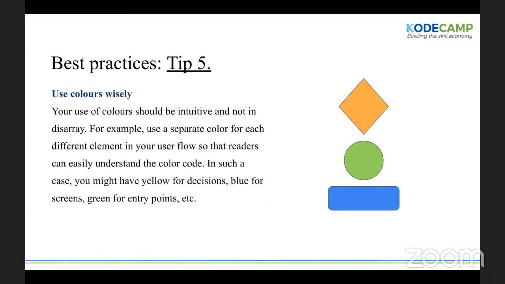Okay, so the next one is use colors wisely. Your use of colors when you're designing your user flow should be intuitive and not in disarray. For example, you could use a separate color for each different element in your user flow so that your readers can easily understand the color code. There is no hard or fast rule. It is not like color psychology, where you should use green if you're designing for maybe a forest website or an agri website.